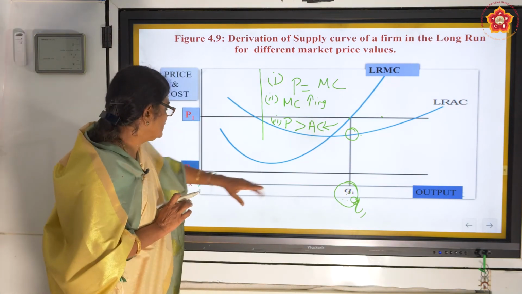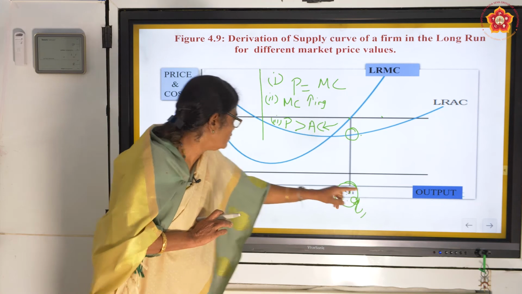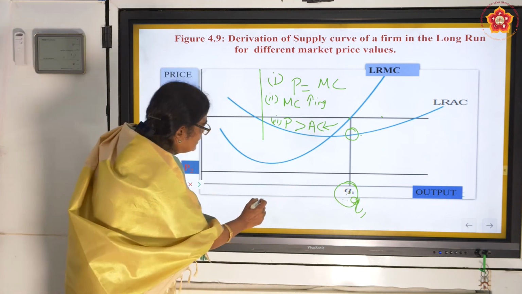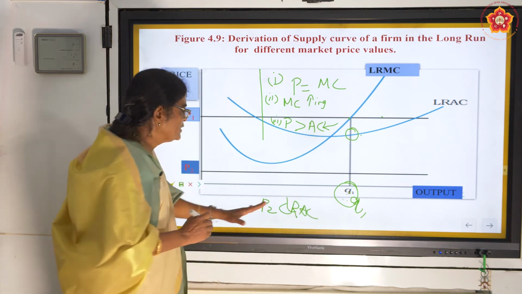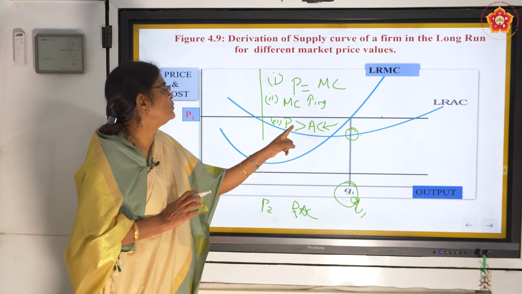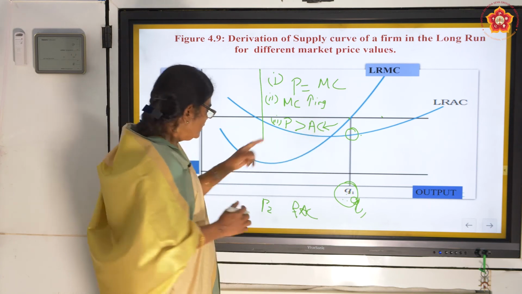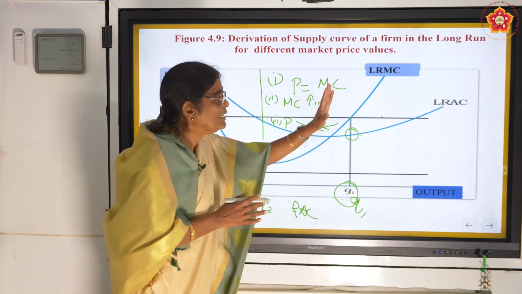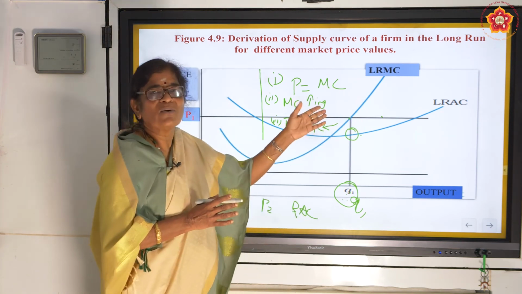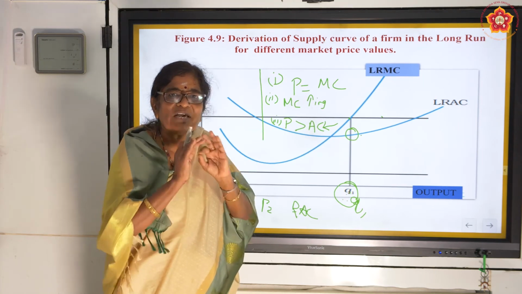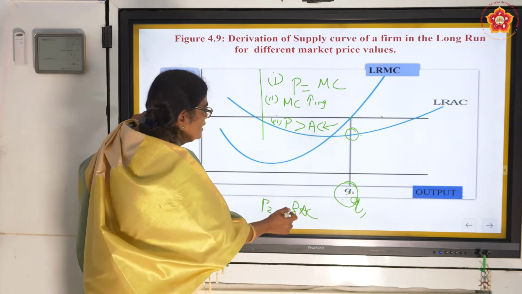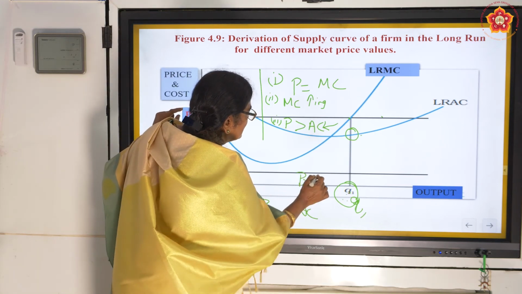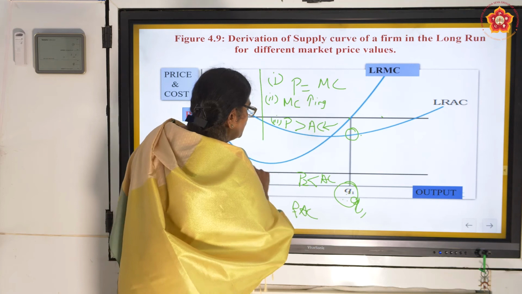For P2, you can see that throughout all the output levels, P2 is less than LRAC. But we have studied the condition for profit maximization: price should be greater than AC. Don't be confused, LRAC means AC only, because it's the long run. In the long run, there is no variable cost and fixed cost, only average cost. Therefore, it is LRAC, and P2 is less than AC all the way.